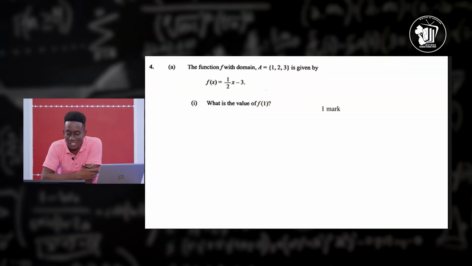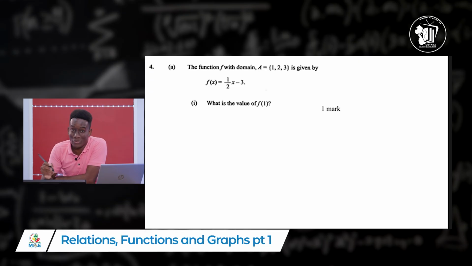And the next question says, the function f with domain A being equal to {1, 2, 3} is given by f of x is equal to half x minus 3. What is the value of f of 1? And this is going for 1 mark. So there's a reason why this is going for 1 mark, because it's very simple.